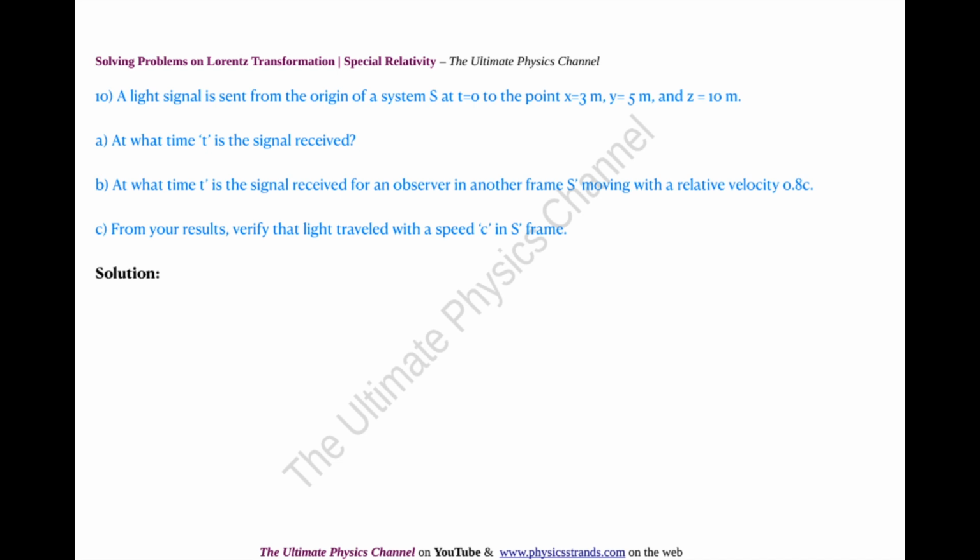Right, let's move on to the 10th problem. A light signal is sent from the origin of a system S at t equal to 0 to the point x, y, z equal to 3, 5 and 10 meters respectively. At what time t is the signal received? At what time t prime is the signal received for an observer in another frame S prime moving with the relative velocity 0.8c? From these results, verify that the light traveled with a speed c in the S prime frame also.